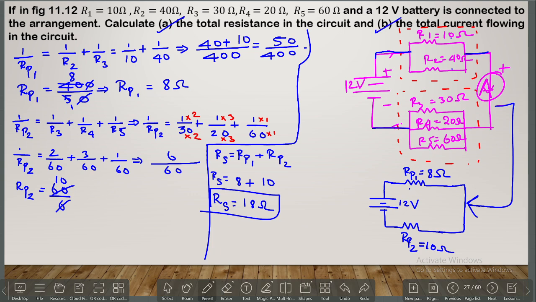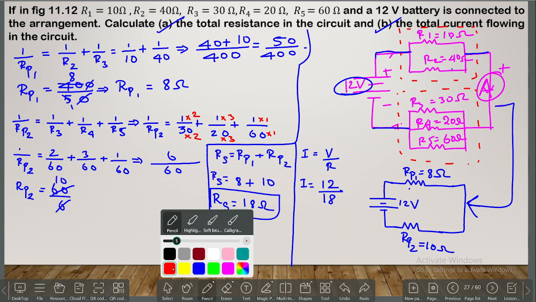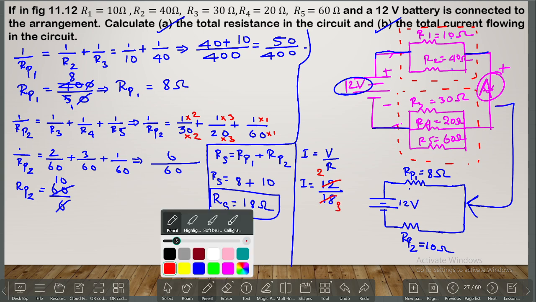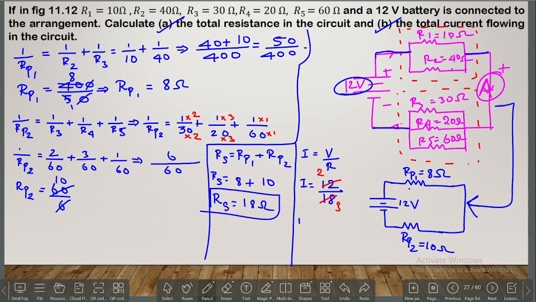Next we need to calculate the total current. What is the formula to calculate current? I is equal to V by R. What is the value of V? It is given in the question, 12, divided by R, which we calculated as 18. Now simplify these two numbers using the 6 table itself: 2 sixes are 12, 3 sixes are 18. Simplifying, we get I is equal to 0.666 ampere, which we can write as 0.67 ampere.